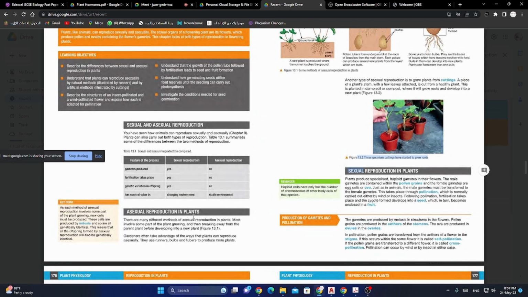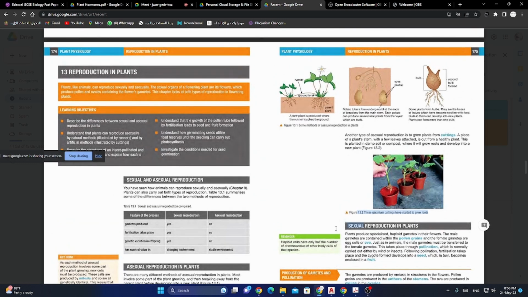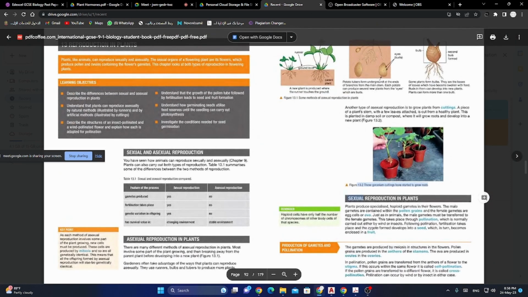Okay. First, they're talking about asexual reproduction again. It's all about how a part of the plant can break away before developing into another plant, right? Okay, this we've already talked about.